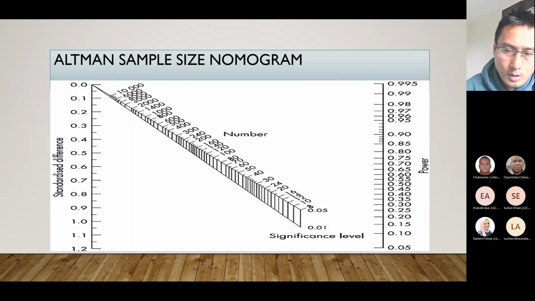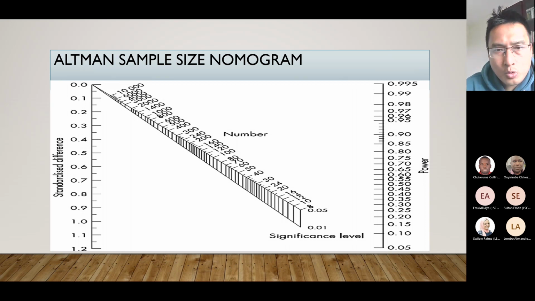There is one more graph called the Altman sample size normal graph. In this one, you have to remember that on your right hand side it will be power, in the middle the sample size, and the standard difference is given on the left. In the exam they might ask what type of graph this is. Sometimes they will not label the X or Y axis and will ask you to name them. On the right hand side is always power, on the left hand side is the standard difference, and in the middle is the sample size. The lower side is called the significance value.